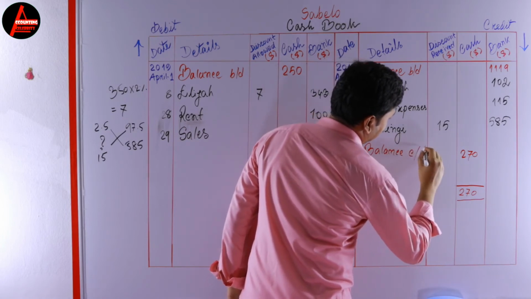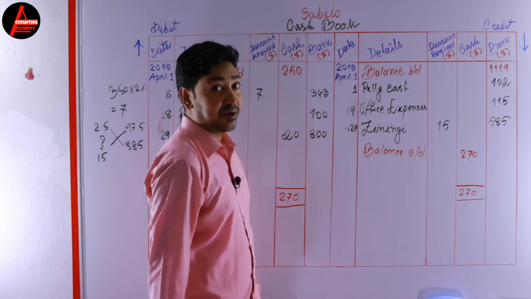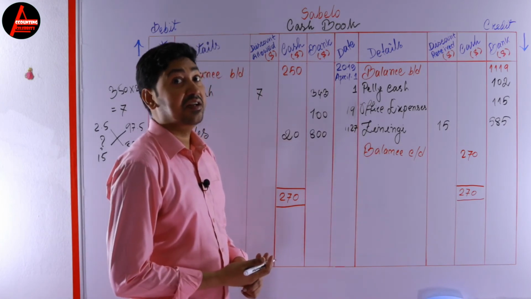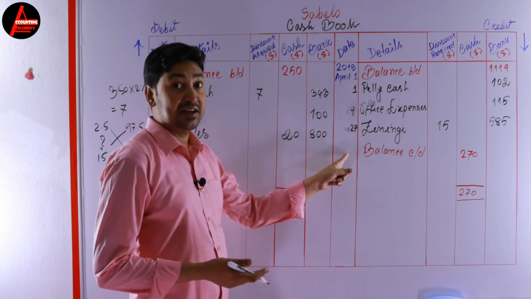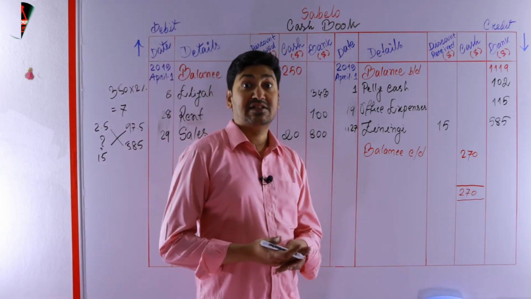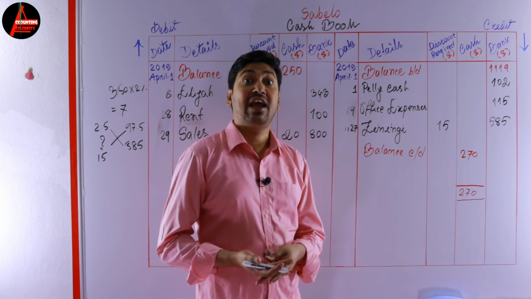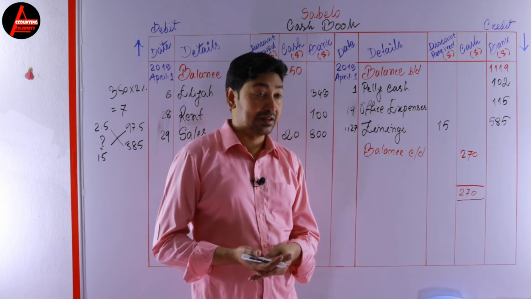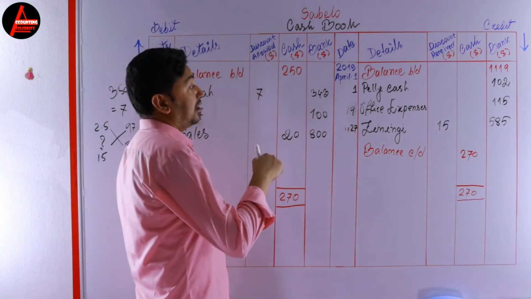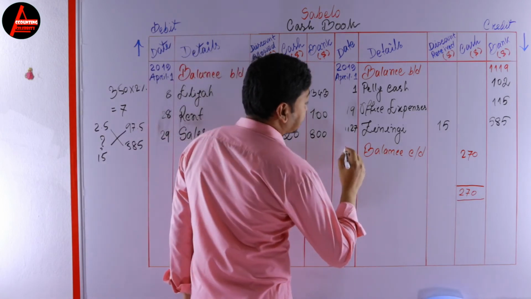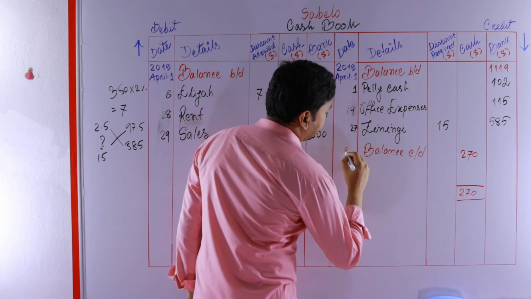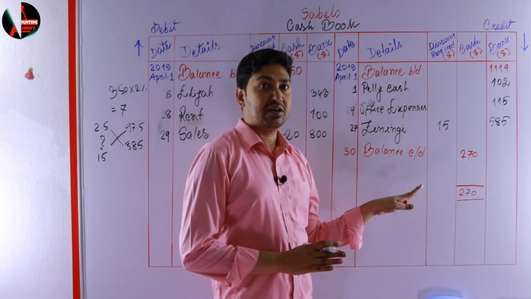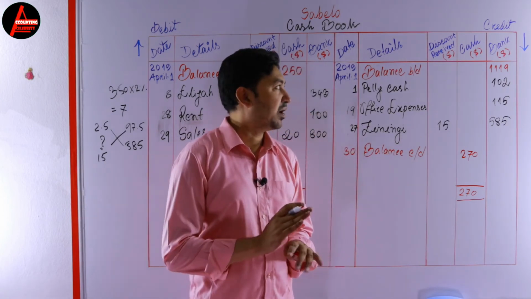Balance CD. CD stands for carried down. Okay. We did not write date. What will be the date? The date for balance CD will be the last day of the month. Okay, so April has 30 days, so last day of April is 30. Yeah, so let us write here 30. Okay, so cash column balancing is done, over.